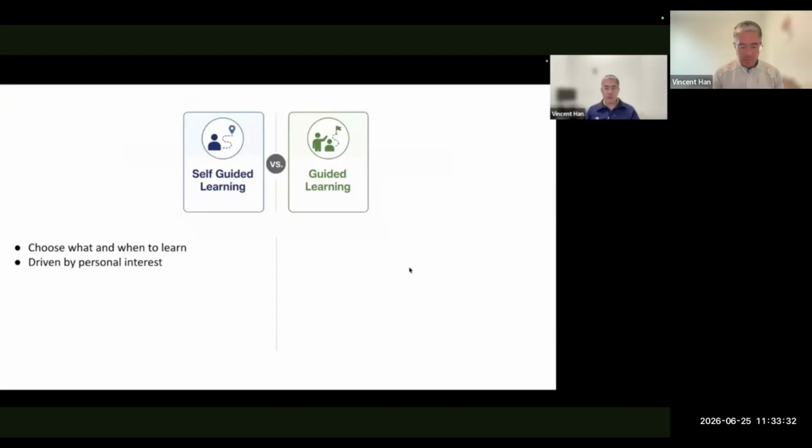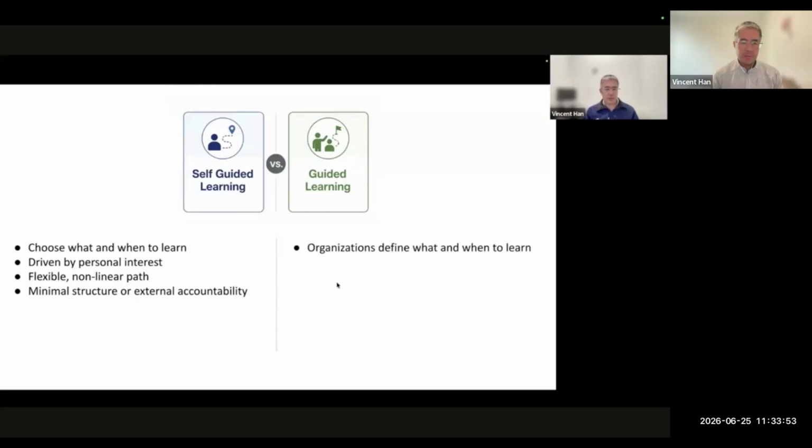It's typically driven by personal interest. It's normally a flexible, non-linear path. I mean, maybe you decide to take a class that has a linear path in it, but normally the whole breadth of how you're trying to learn what you're trying to learn under self-guided learning is flexible. And there's minimal structure or minimal external accountability.